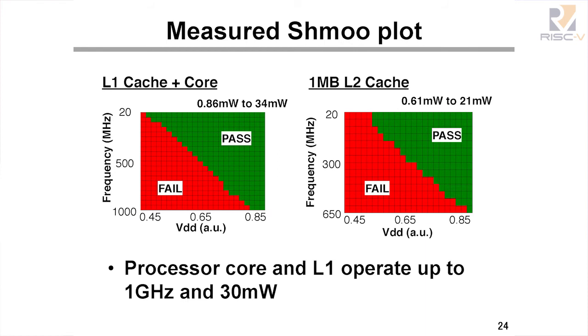This is a measured Shmoo plot of the 28 nanometer chip. On the left, it shows the core and L1 cache. It operates at up to 1 gigahertz, consuming 34 milliwatts, and then down to about 450 millivolts. The L2 cache was signed off at a less strict frequency, so it runs at about 650 megahertz.